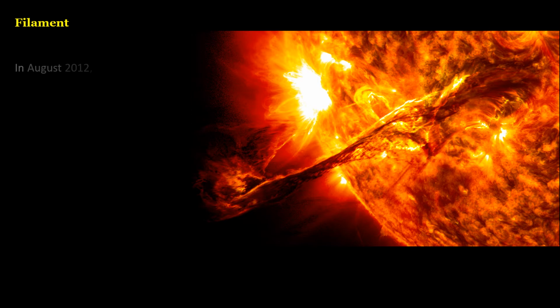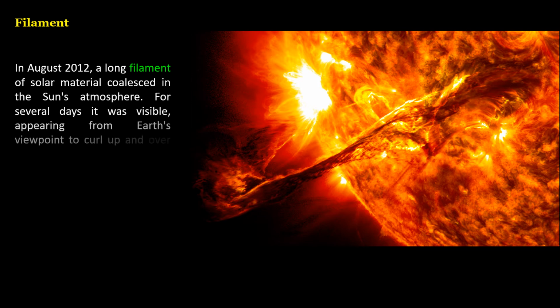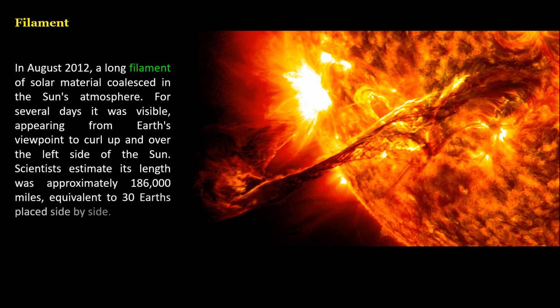In August 2012, a long filament of solar material coalesced in the Sun's atmosphere. For several days it was visible, appearing from Earth's viewpoint to curl up and over the left side of the Sun. Scientists estimate its length was approximately 186,000 miles, equivalent to 30 Earths placed side by side.